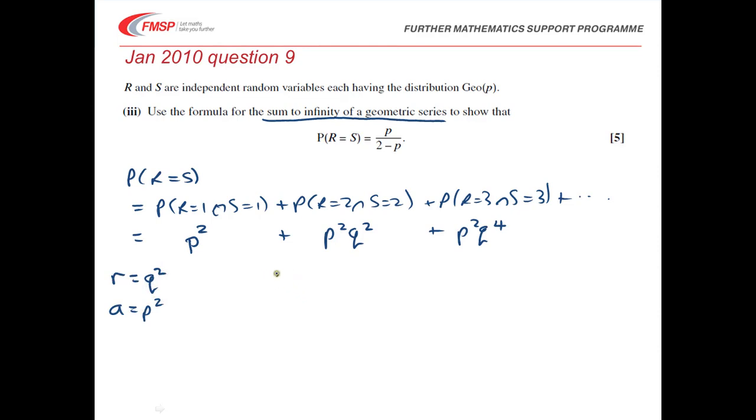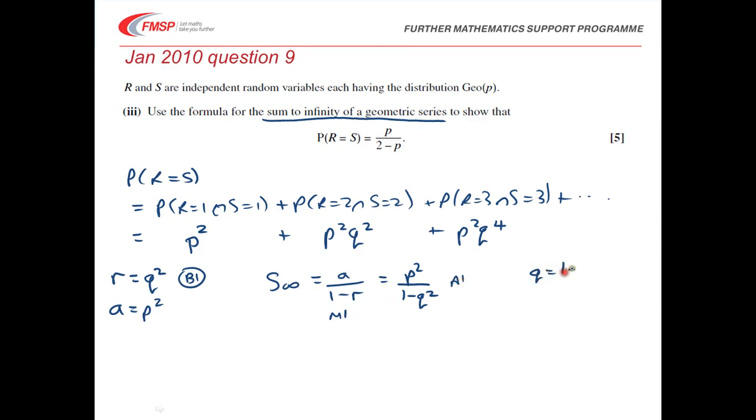So as a reminder, the sum to infinity is going to equal a over 1 minus r, which is going to give me p squared divided by 1 minus q squared. Okay, so we've actually done quite a lot of work so far. We've got 3 of the marks. We get 1 mark for working out the common ratio, we get 1 mark for using the formula, and we get an accuracy mark for getting this far. Now it's just a question of tidying this up.